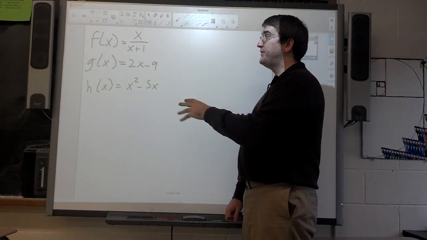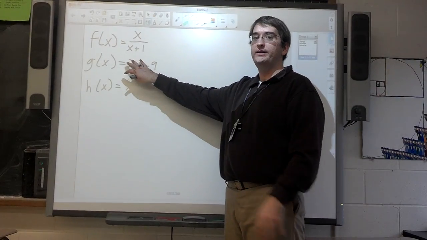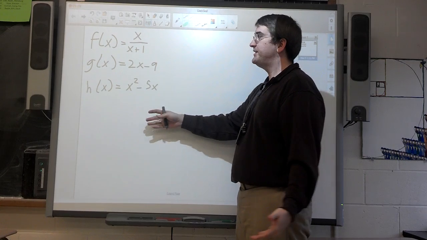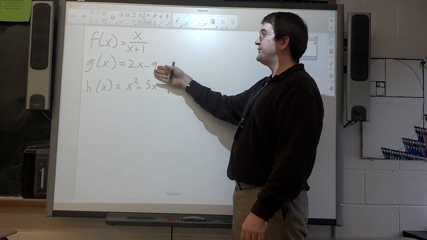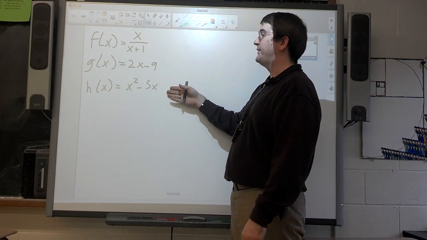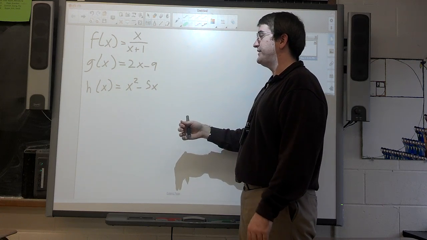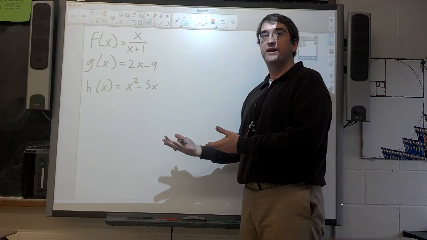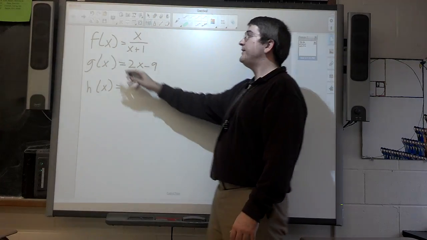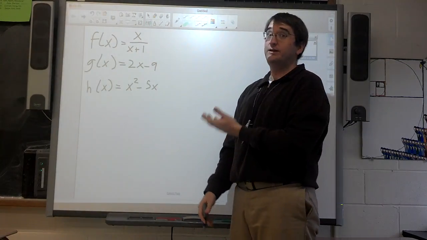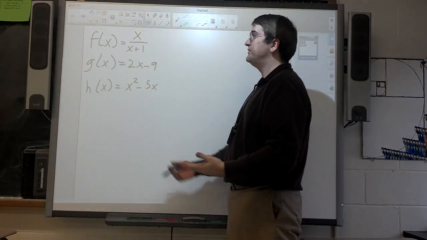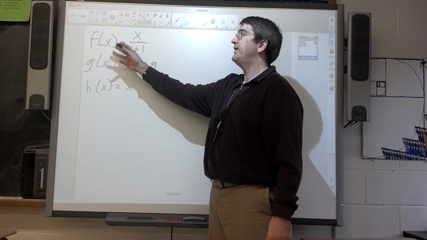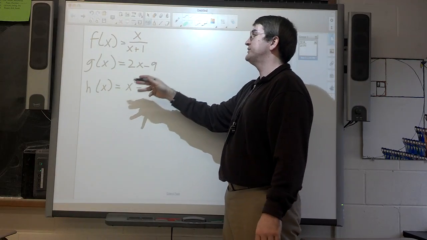So you've already learned that function notation is a way of naming a function. Instead of having y equals x over x plus 1, and then y equals 2x minus 9, and then y equals x squared minus 5x, we give them names, f, g, and h, and then the x in parentheses is illustrating that that's what the input is.